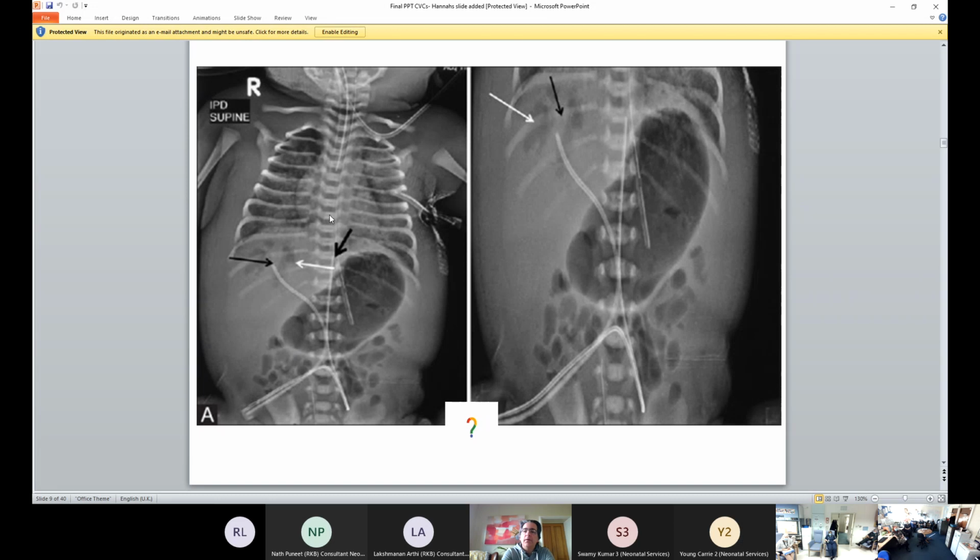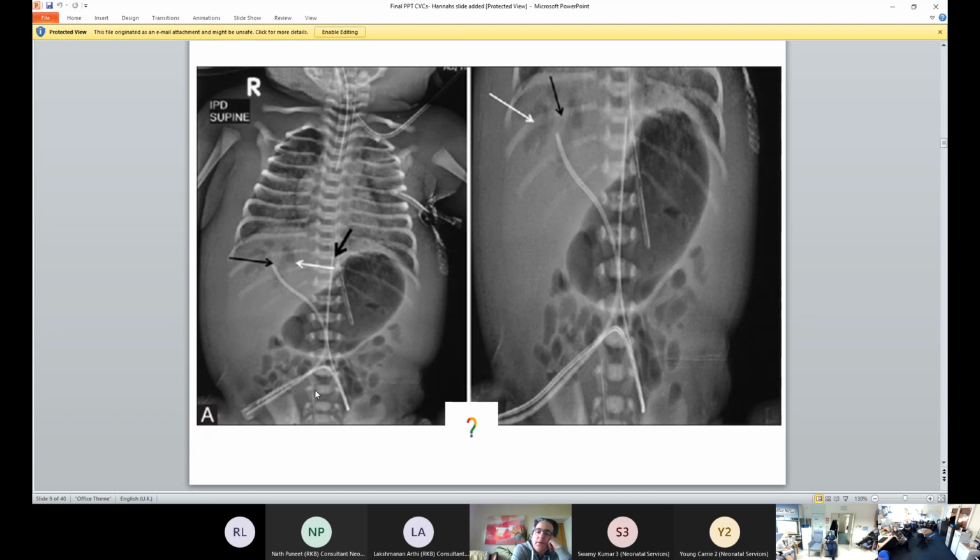That's magnification for the position. Normally the UVC should go straight up to the ductus venosus and then continue through the hepatic veins to the inferior vena cava. What happens here is that at the level of the portal veins it deviated to the right side. So probably this one is in the liver parenchyma.